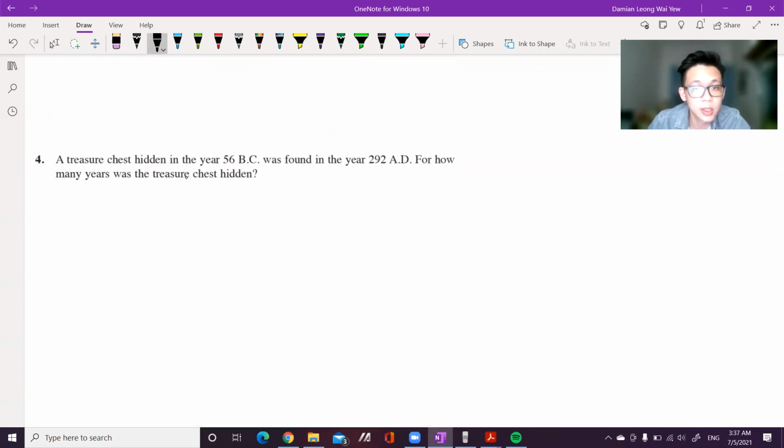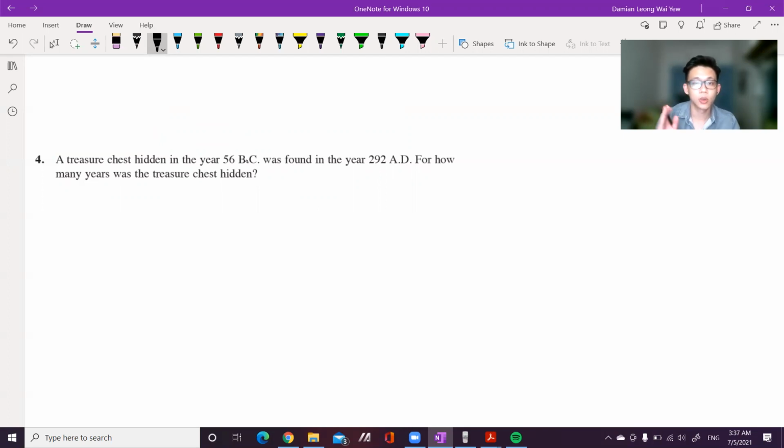Question 4. A treasure chest hidden in the year 56 BC was found in the year 292 AD. So for how many years was the treasure chest hidden? Basically, I find the difference between them.